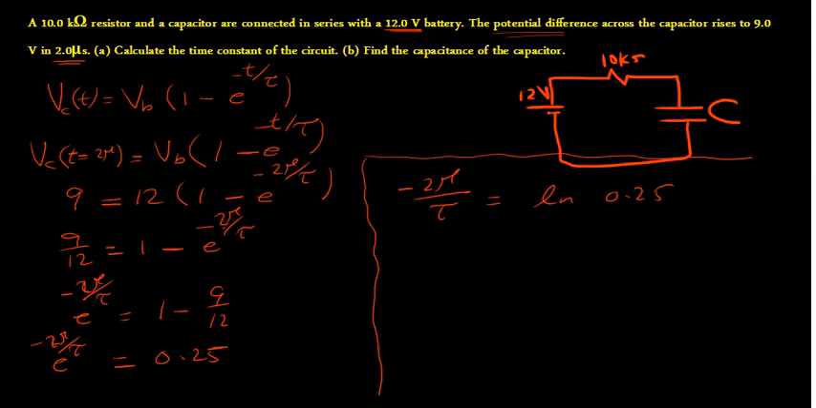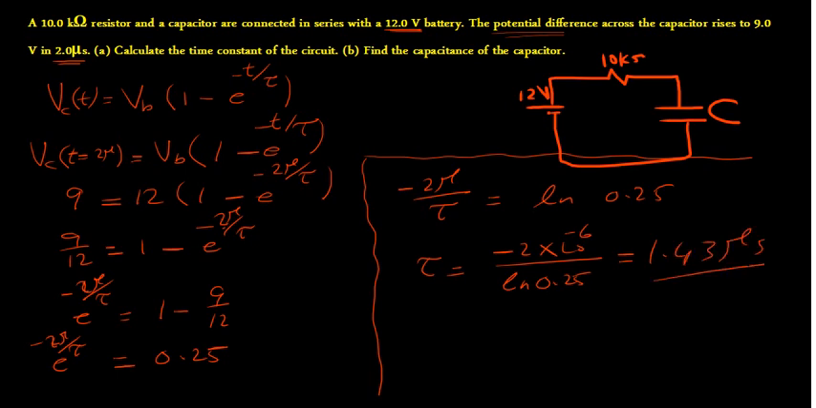Now just to rearrange the formula, tau equals minus 2 times 10 to the minus 6 over the ln of 0.25. Sorry, let me erase this quickly. That's going to be ln 0.25, and with a simple calculation that takes us to the value of 1.43 microseconds. So that is the time constant of this circuit.